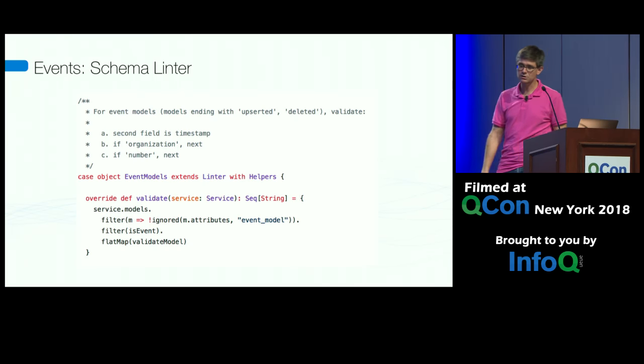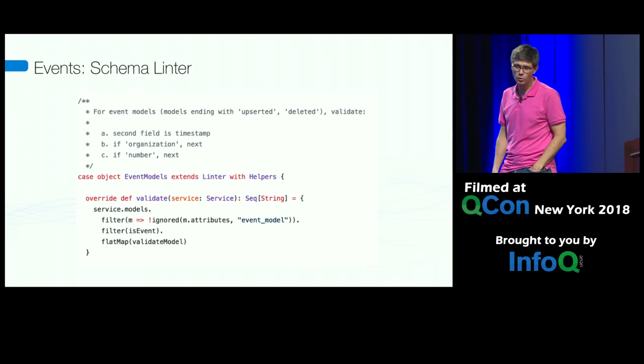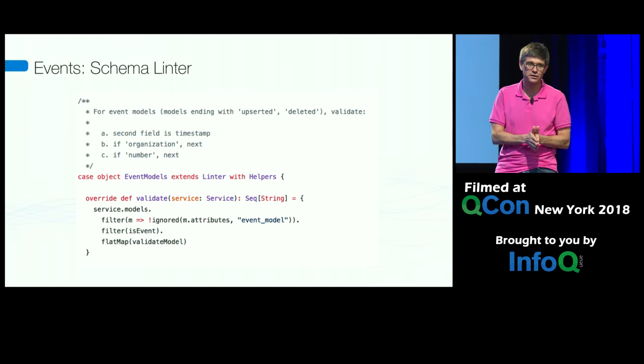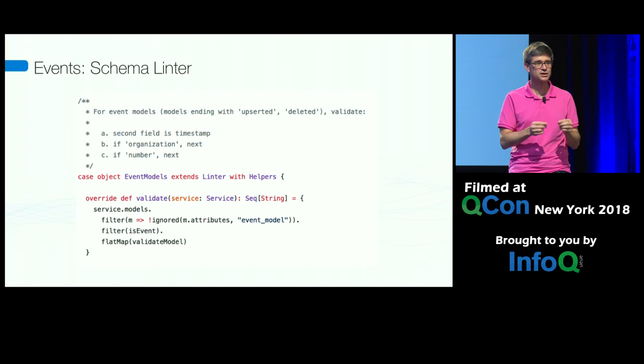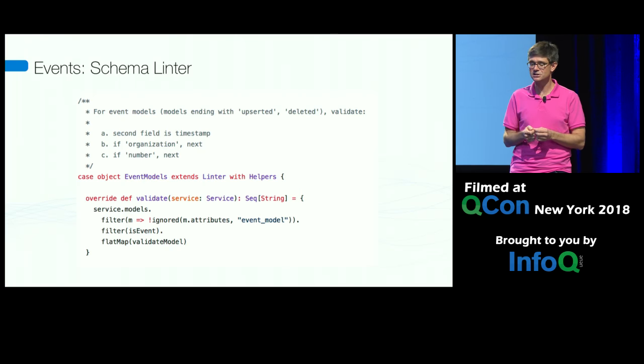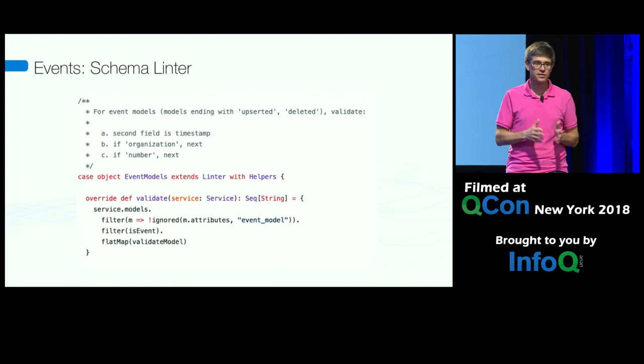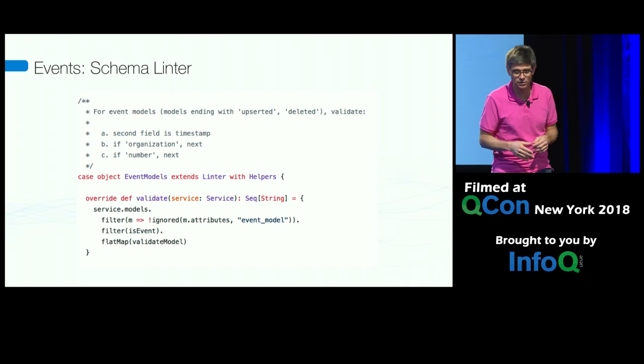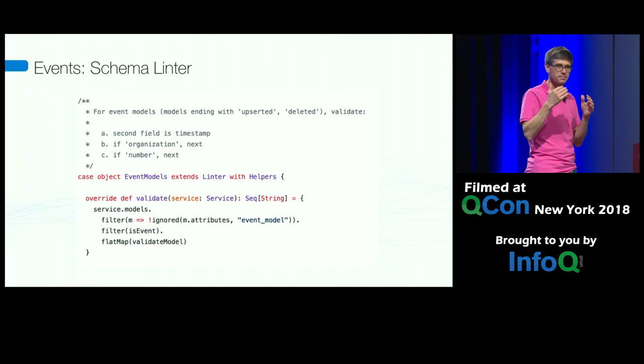Here's an example of what a linter looks like for events. One of the things we do is every event must have a field called timestamp. It must be in the documentation, the second field. The third field: if we're a SaaS platform, we identify our customers by a field called organization. So if this is a model that is organization specific, the third field will be the word organization. If the model has a field called number, for example, that will be the fourth field. Really pedantic stuff.